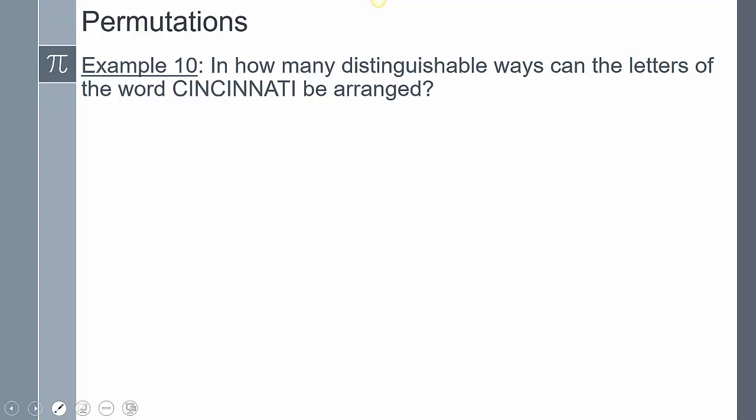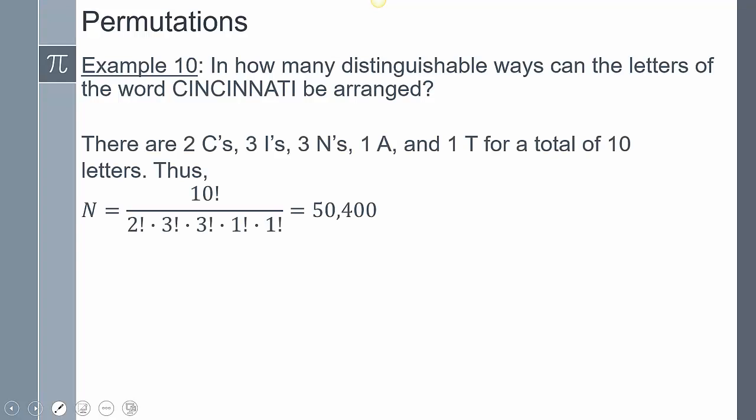Looking at an example of that: in how many distinguishable ways can the letters of the word Cincinnati be arranged? Well, I have 2 C's, 3 I's, 3 N's, 1 A, and 1 T, for a total of 10 letters. So I can arrange them 10 factorial ways. This is 10P10, but I have to get rid of those repeats, from the C's switching or the I's switching or the N's switching. So that's going to be 2 factorial times 3 factorial times 3 factorial times 1 factorial times 1 factorial. And so that gives me 50,400.